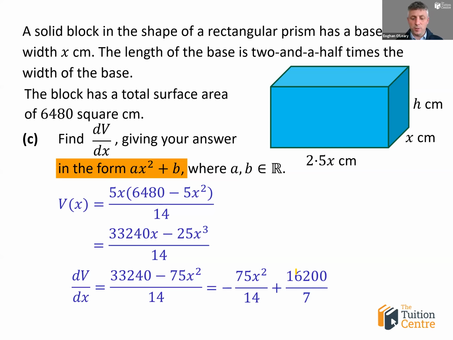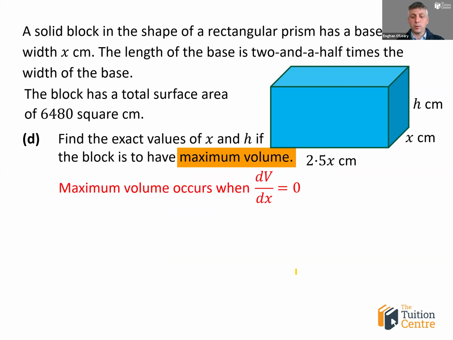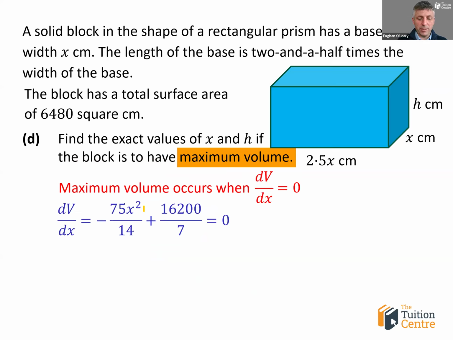Okay. So again, I imagine people could have just lost a little bit, a few marks on that part. Okay. In this case, it says, find the exact value for x and h if it is to have a maximum. Now, we know the max occurs where dV/dx is equal to 0. So we know what dV/dx is. We've already gotten that, that's what we got there in the last part. So now we're going to have to solve this, right?